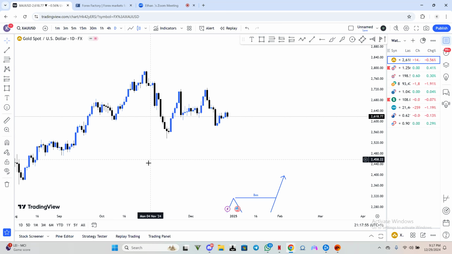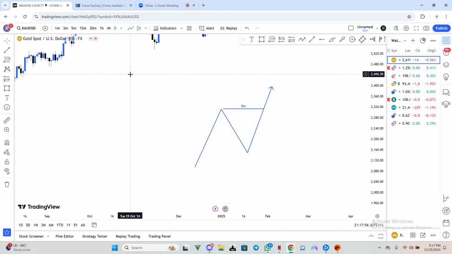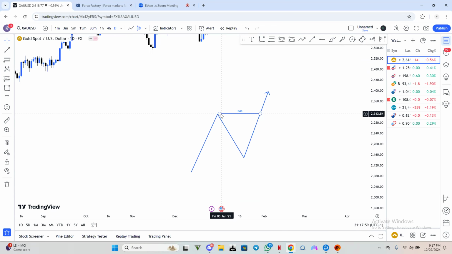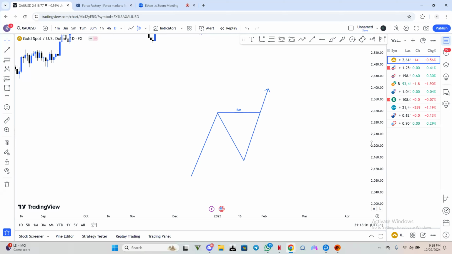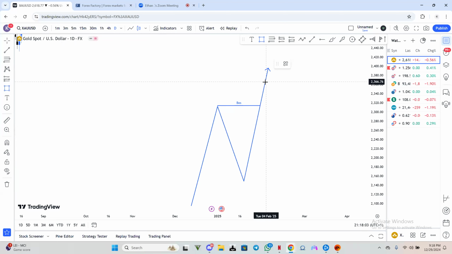So now let me take this down. So you have this break of structure here. The second criteria, don't forget, I said the fair value gap. So your fair value gap will be somewhere here.